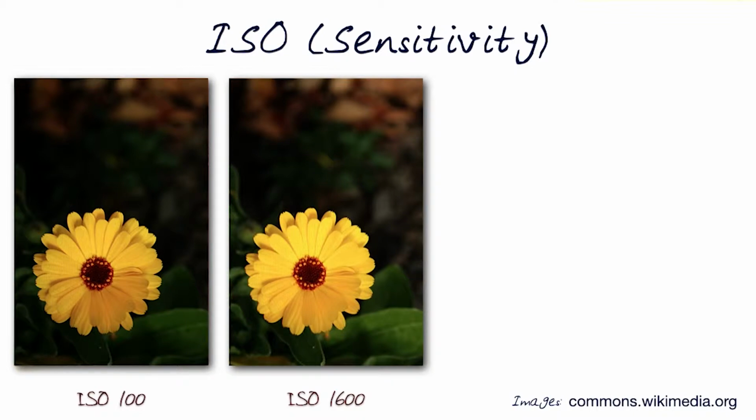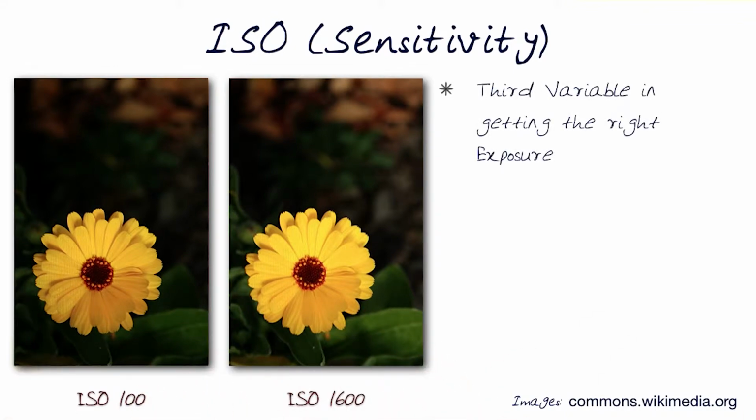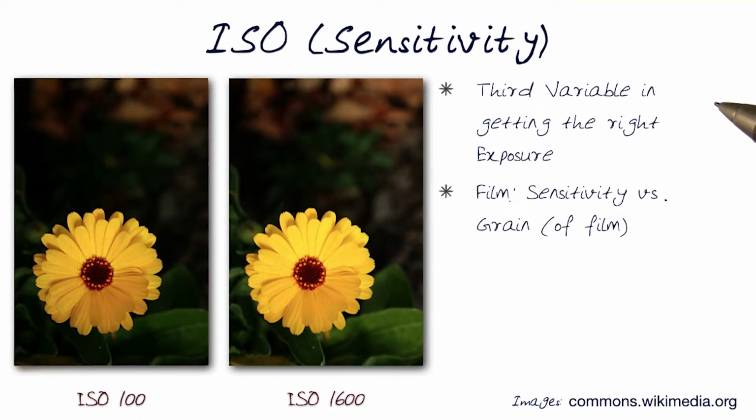Now, this is dependent on a concept that has been done with films a lot before. And when you have picked up a film yourself, you may have seen it has numbers like ISO 100. Here I'm just showing you two examples, ISO 100 and ISO 1600. So this is an important parameter in how we get the right exposure of an image that we're looking for. A concept that started off with film was how sensitive the film is.